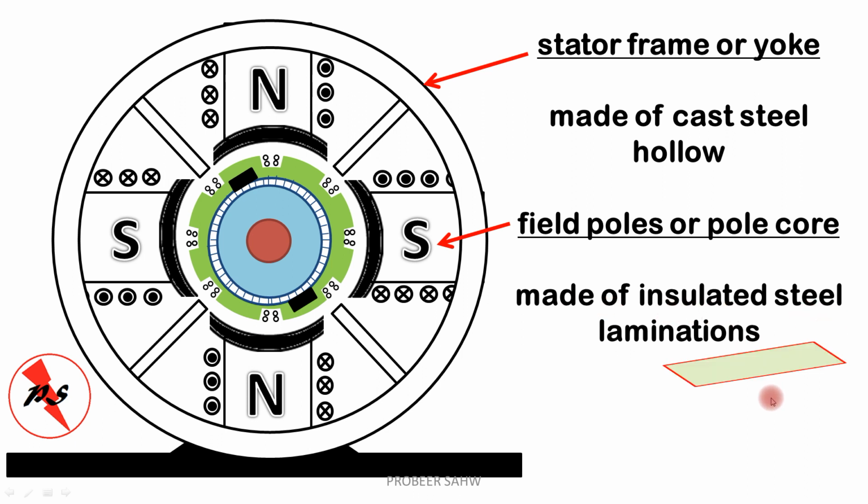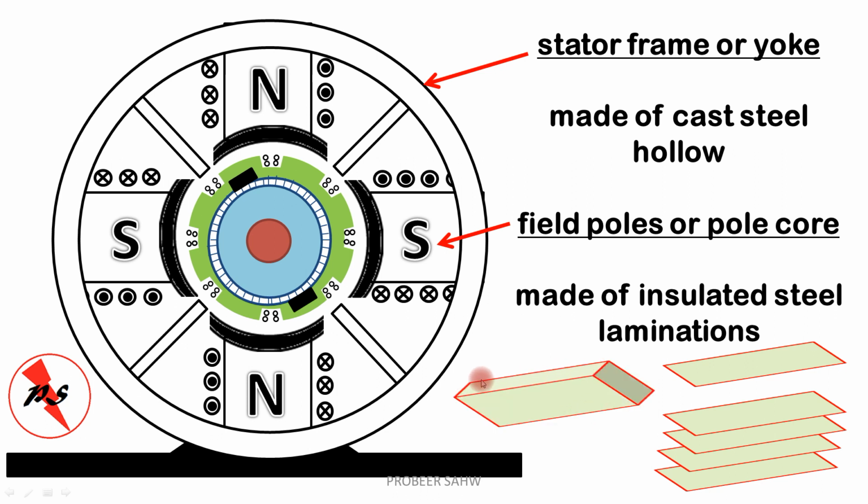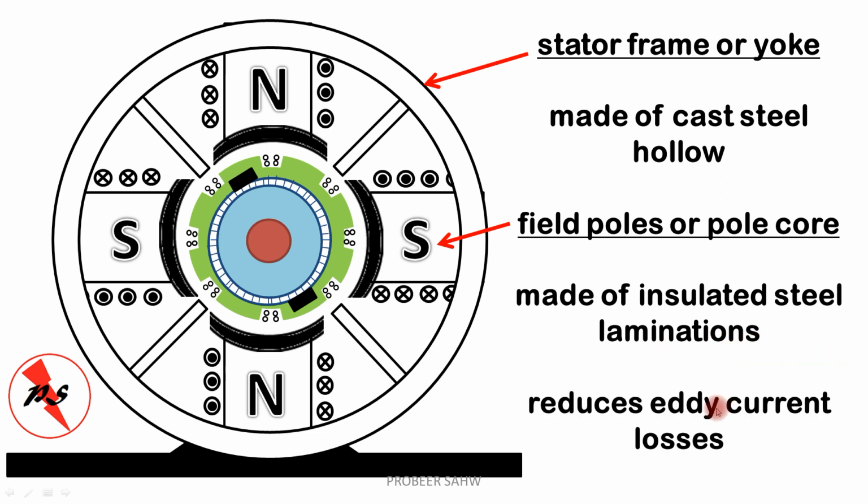We take a rectangular steel lamination, and then take a number of steel laminations together and attach them. When we attach these steel laminations together, we insulate them from each other. Then we stack them together, and this 3D or solid pole core is obtained. So these pole cores are not made of a single piece but are made up of insulated steel laminations. We provide these insulated steel laminations so as to reduce eddy current losses.